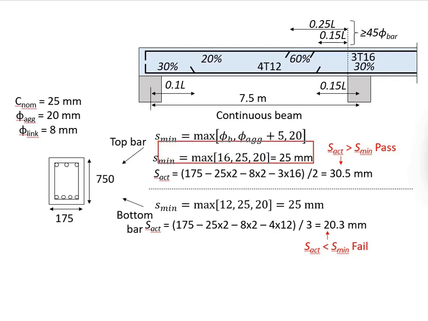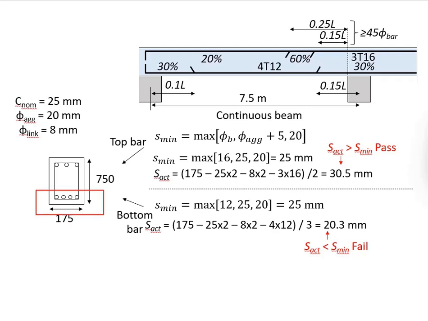As for your minimum spacing, 16 mm for the rebar, 25 mm due to the aggregate plus 5, and also 20 mm. The biggest value is 25 mm. That will give you 25 mm minimum spacing. Check against the actual spacing. Your actual spacing is greater than the minimum spacing. That means this arrangement of the reinforcement bar is acceptable.